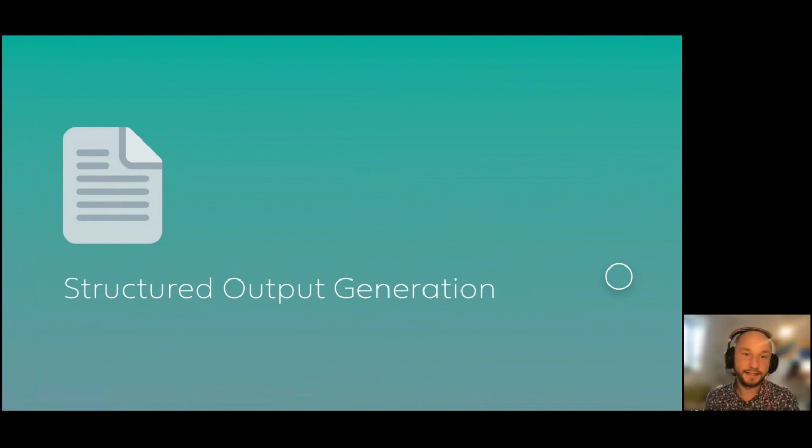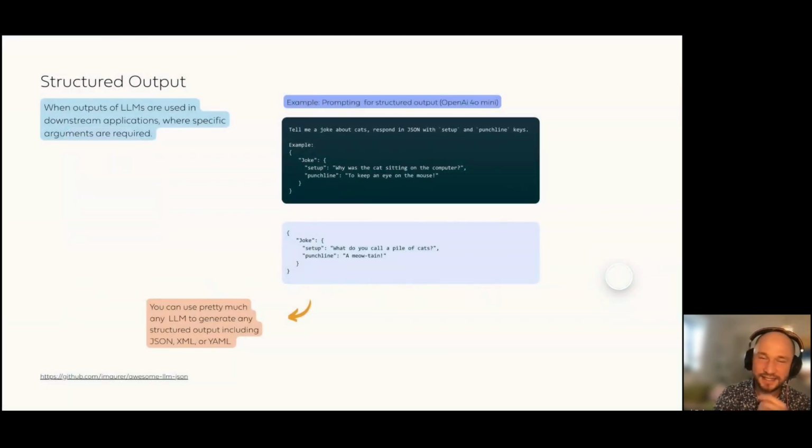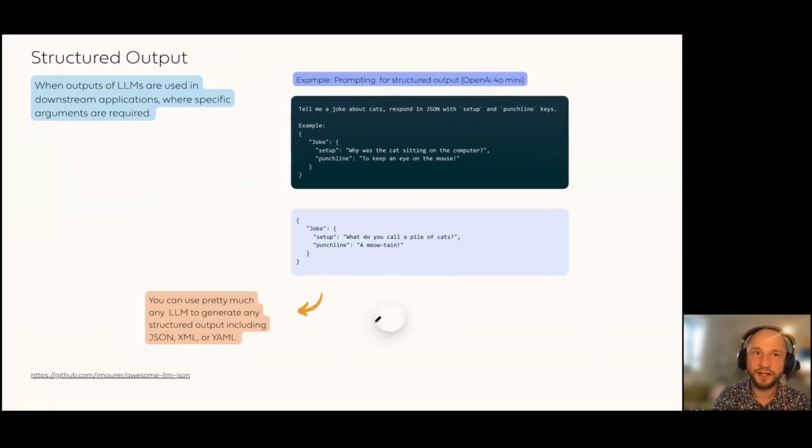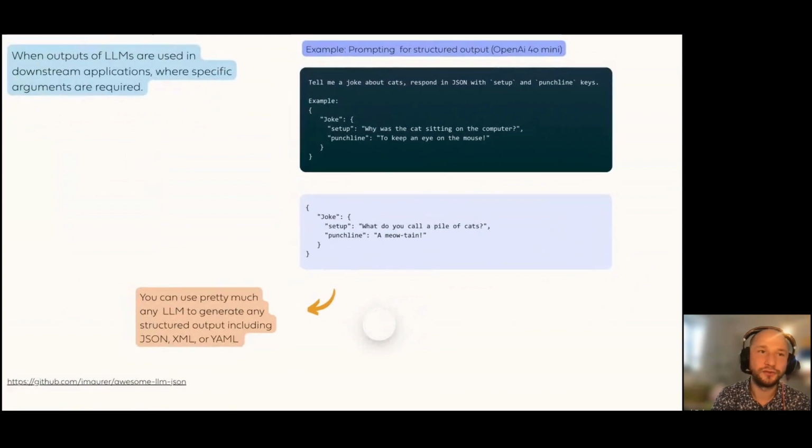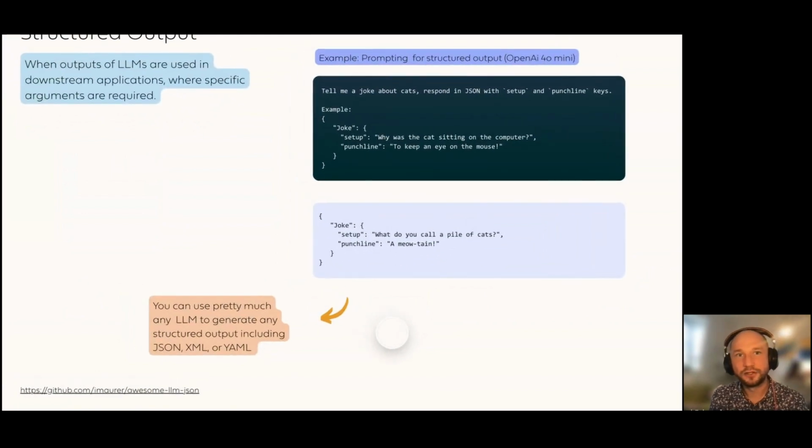Last point is not so much about artistic features such as audio, video, images. It is about structured output. What is this all about? This is most important and relevant if you want your large language model to be used in a way that its output will be picked up downstream by another application. And this application needs specific arguments.